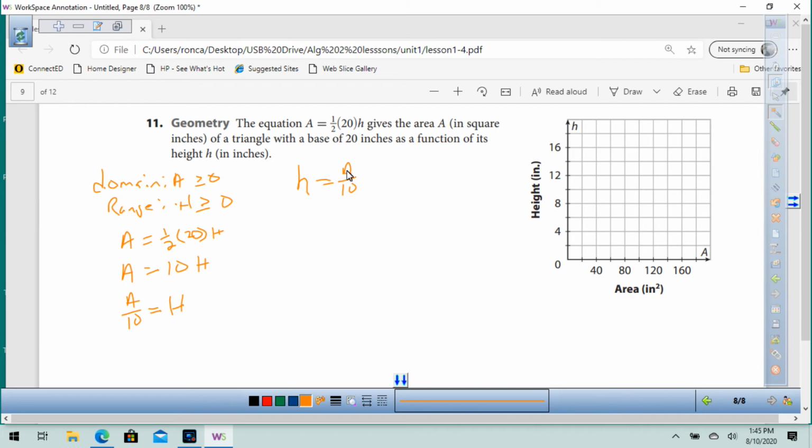Now let's graph that. Well, if you put a 0 in for A, you're going to get 0. So we've got that. Let's see. What if we put in a number? We'll put 160 in there over 10. Then that's going to give us 16. So here we had 0, 0. Here we're going to have 160 and 16. So those are 2 points, and that just lets us draw our line.